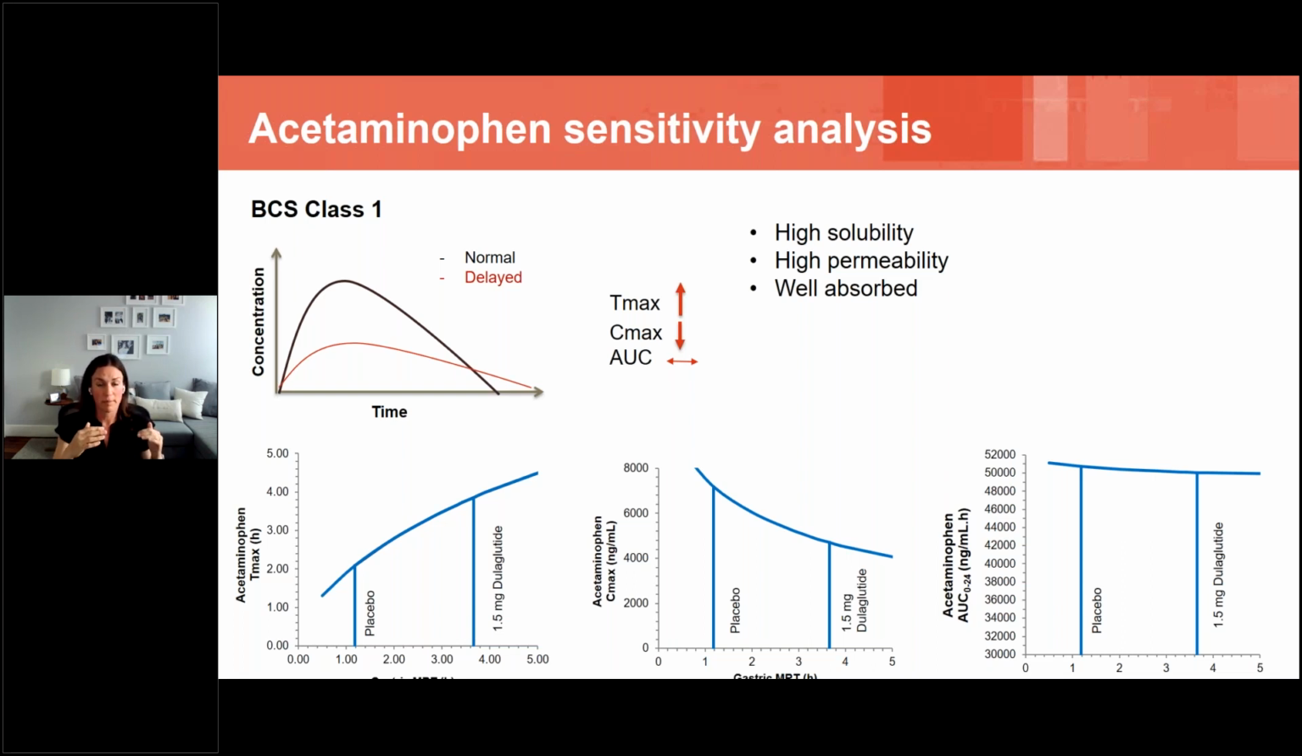And on the bottom graph, you see a sensitivity analysis of the Tmax. So with increasing gastric mean residence time, you expect a larger Tmax. With an increase in mean gastric residence time on the x-axis, you can see in the middle graph that the Cmax goes down. And on the right graph, you can see that the acetaminophen AUC does not really change much with changes in gastric emptying, as expected with a BCS class 1 compound.